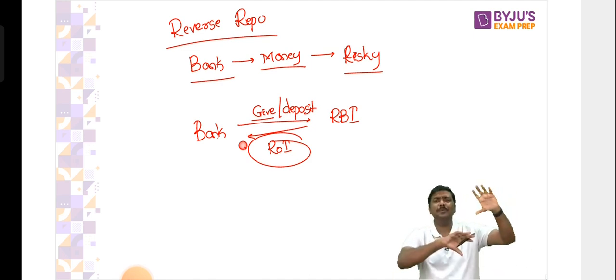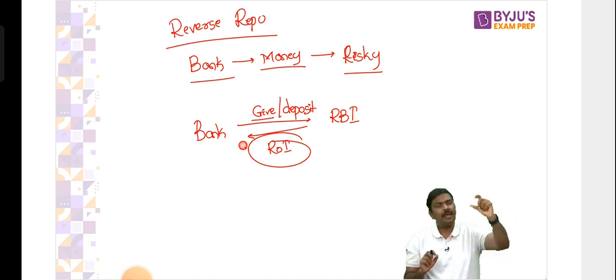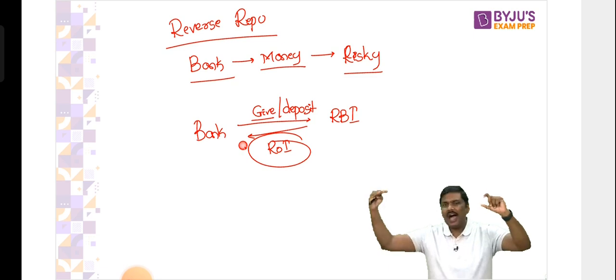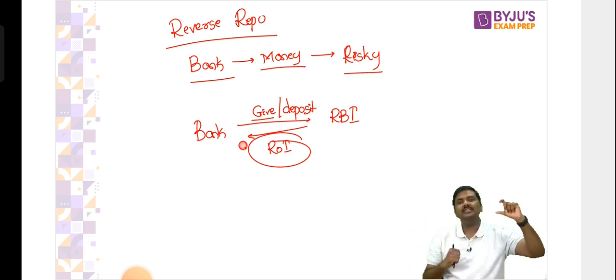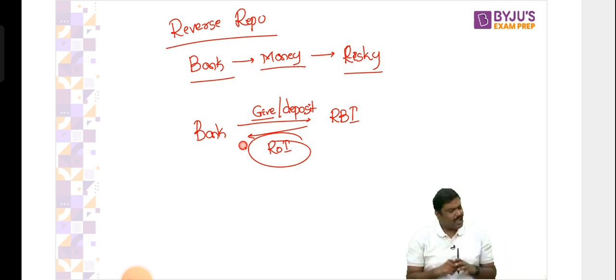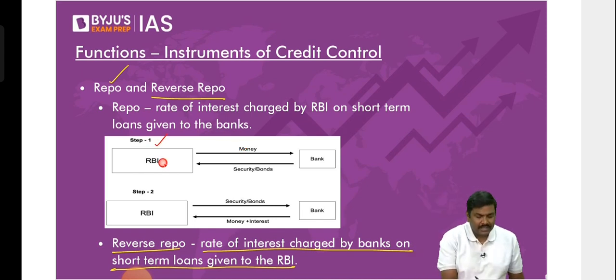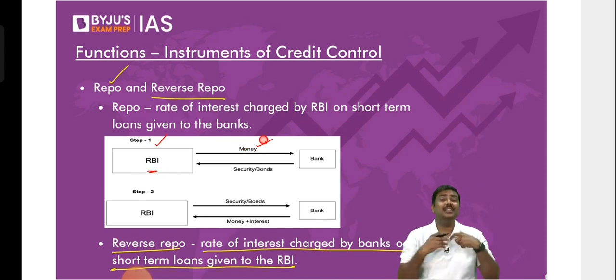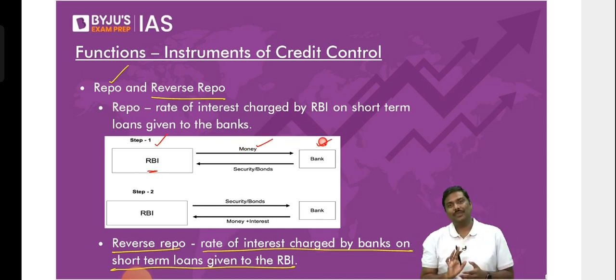Same example, step 1, step 2. I remember this. Yesterday in repo, I discussed this. Step 1 is the bank giving deposits to RBI. RBI will give G securities to the bank. And let's say after 7 days, RBI will return the deposit money along with the interest, and the bank will return the G securities to the Reserve Bank of India. It is the same concept as repo rate. The only difference is that in repo rate, it started with RBI giving money to the bank, whereas in reverse repo rate, the bank gives money to the Reserve Bank of India. Everything else remains the same.